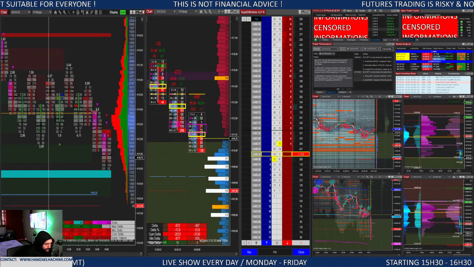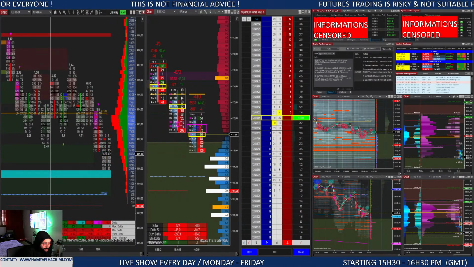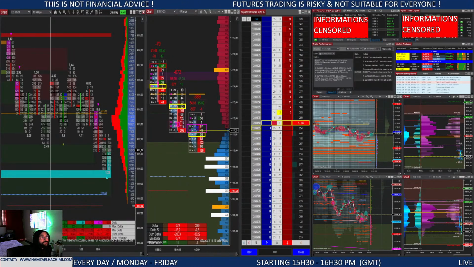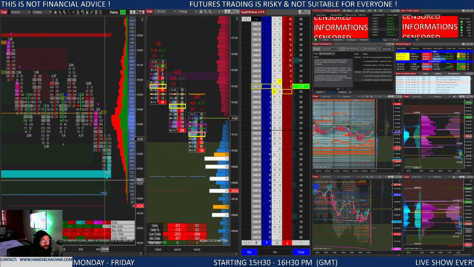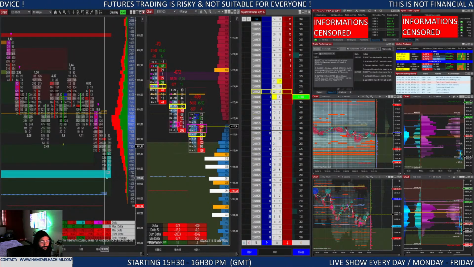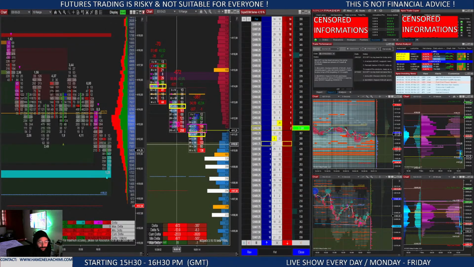This number was bigger than this number. The volume on this swing was larger than the volume on this swing. The market orders on this, the market orders doesn't mean anything.